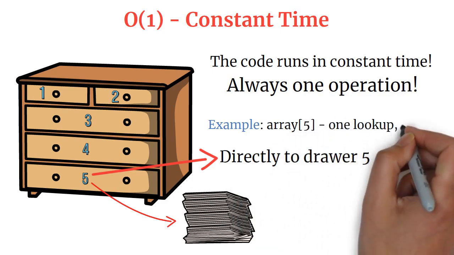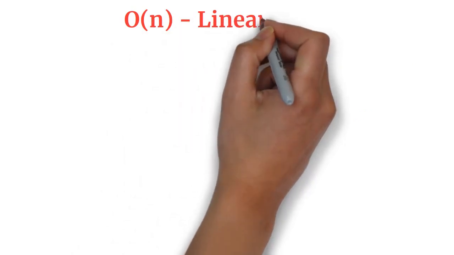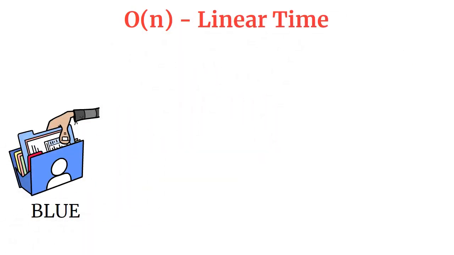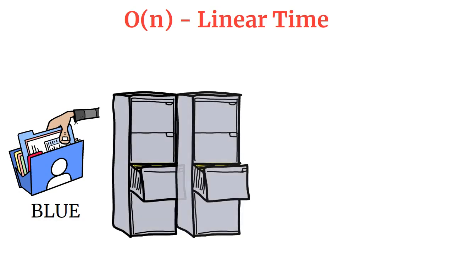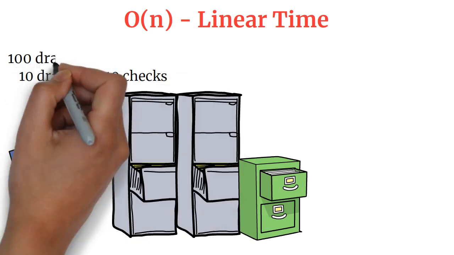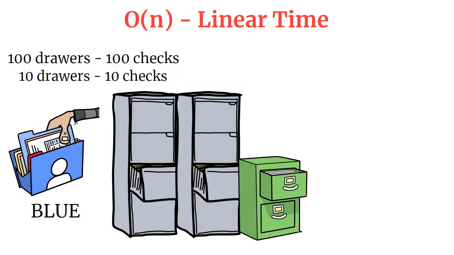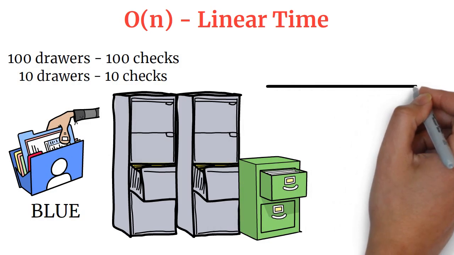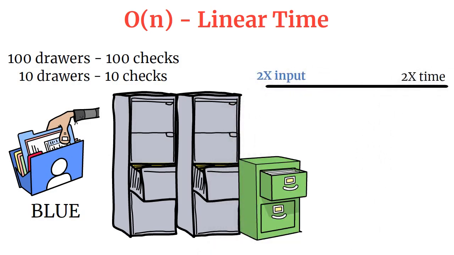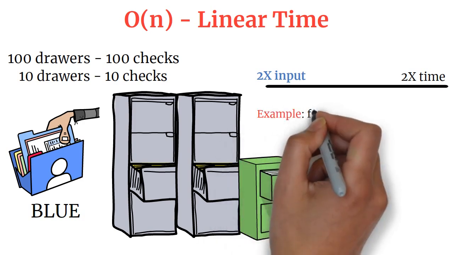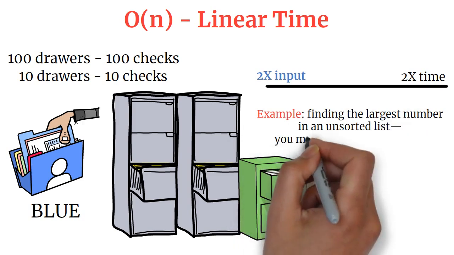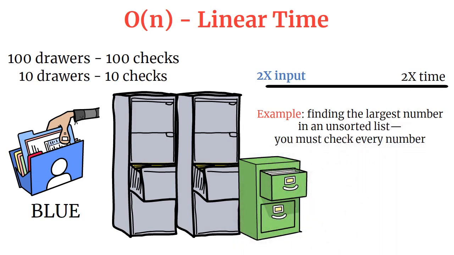One lookup, done. Now imagine you need to find a paper, but you only remember it's blue. Now you must open every drawer and check. If you have 10 drawers, that's 10 checks. If you have 100 drawers, that's 100 checks. This is O(n). The time grows in a straight line with input size. Double the input, double the time. An example is finding the largest number in an unsorted list. You must check every number.